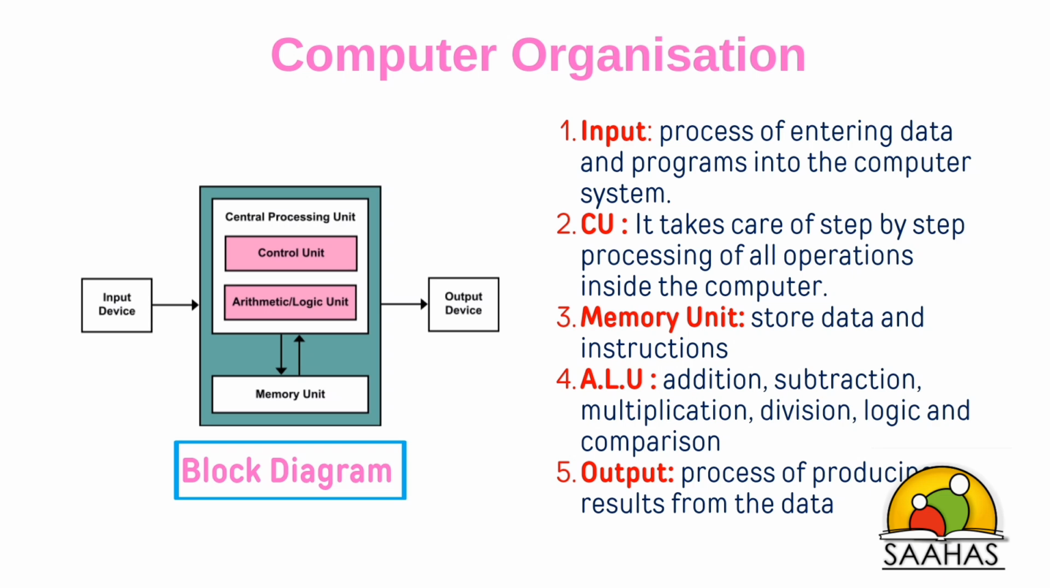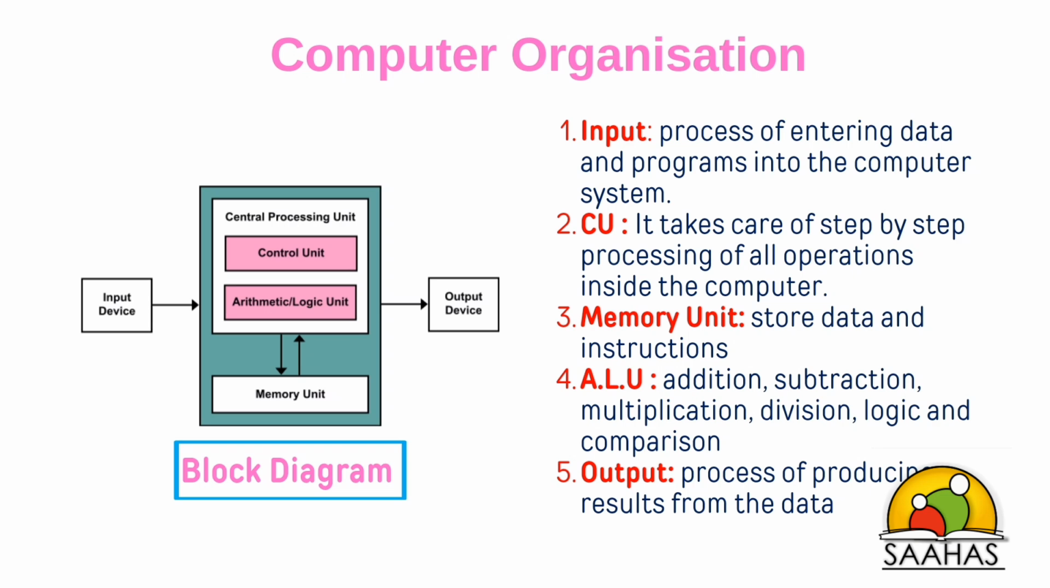Second is CU. The full form of CU is control unit. As the name says, it takes care of step-by-step processing of all the operations inside the computer. It controls the overall system. That's why its name is control unit. Third is memory unit. Of course, the memory unit will store the data and instruction. Fourth one is ALU. The full form of ALU is arithmetic logical unit. ALU will perform all the arithmetical functions like addition, subtraction, multiplication, division, logic, and comparison of your data.